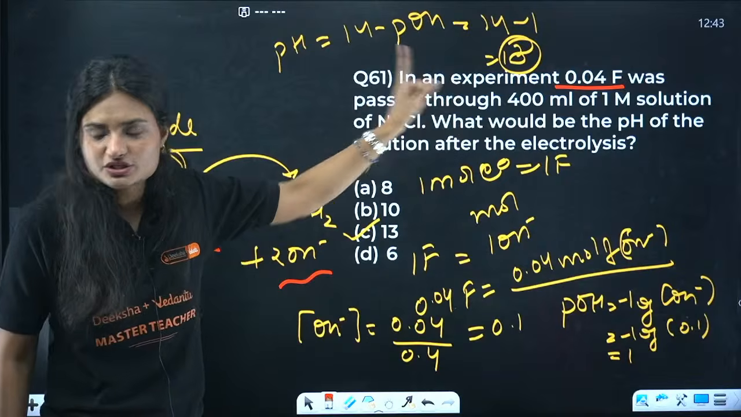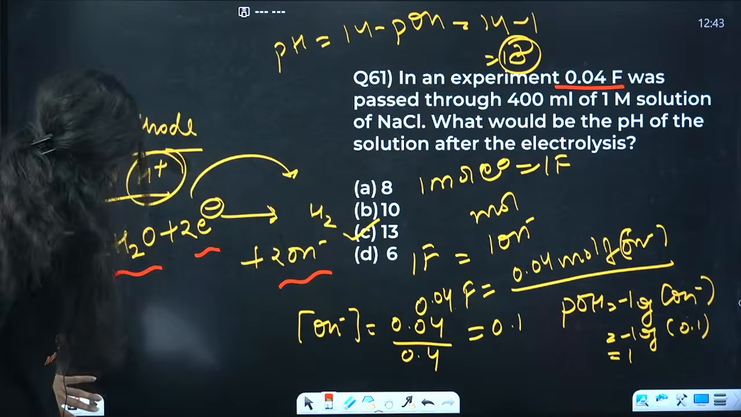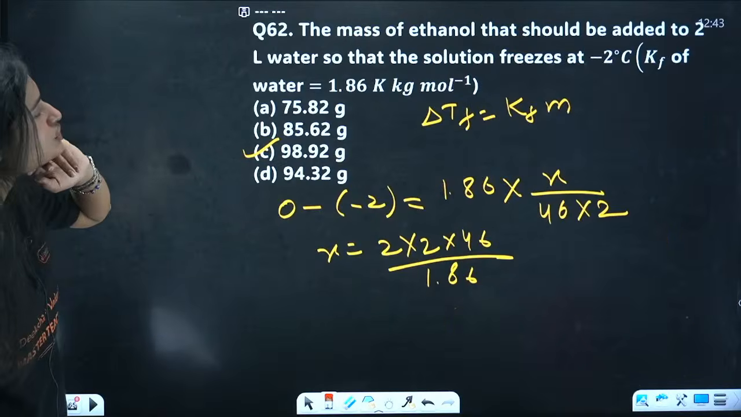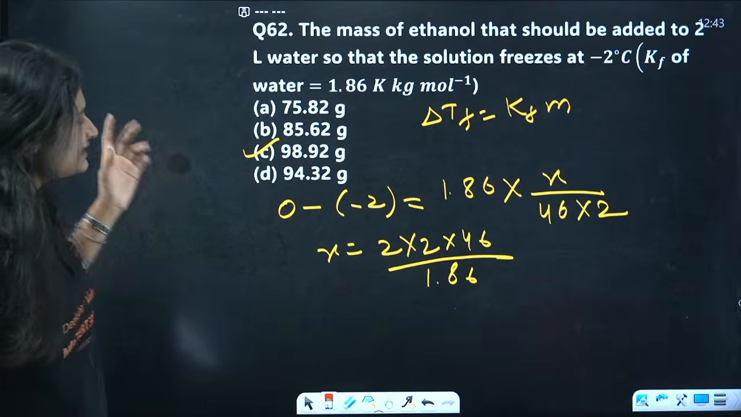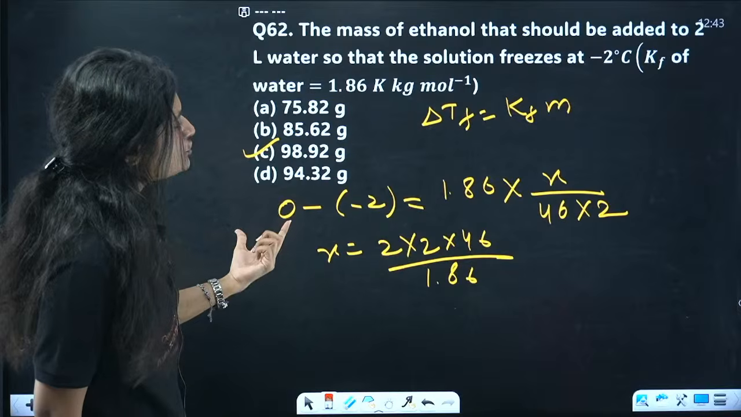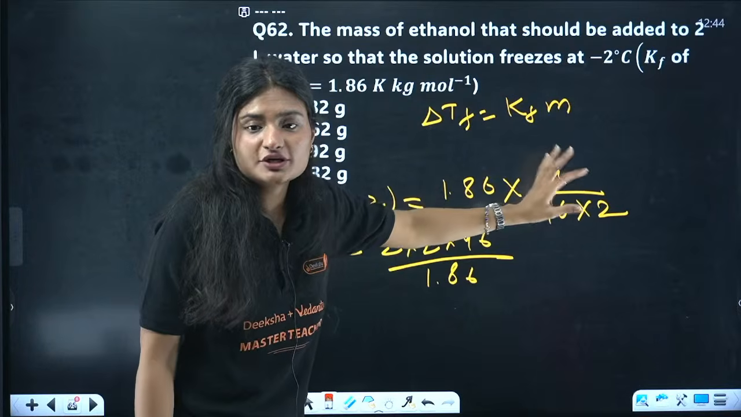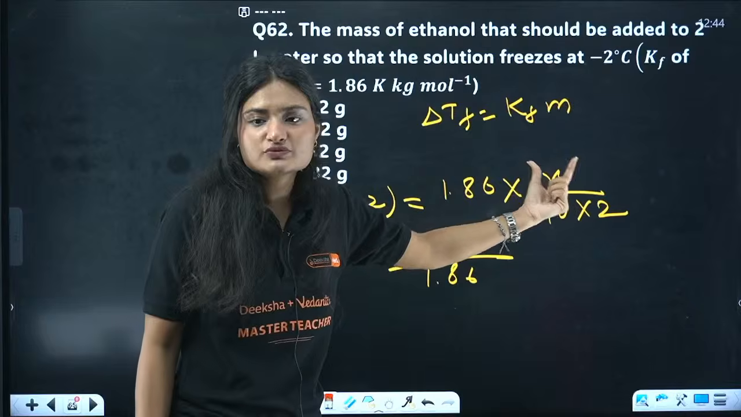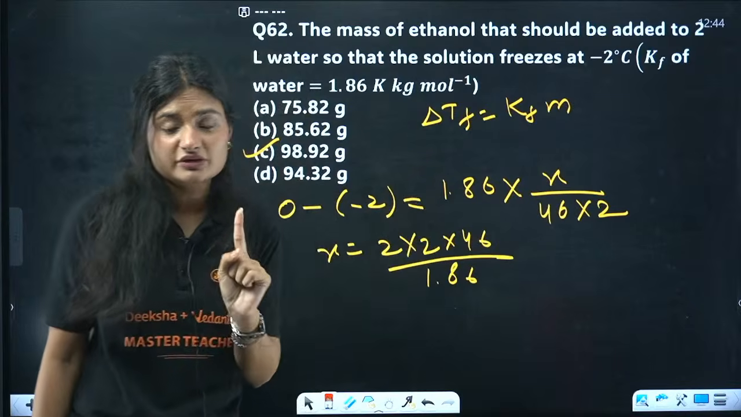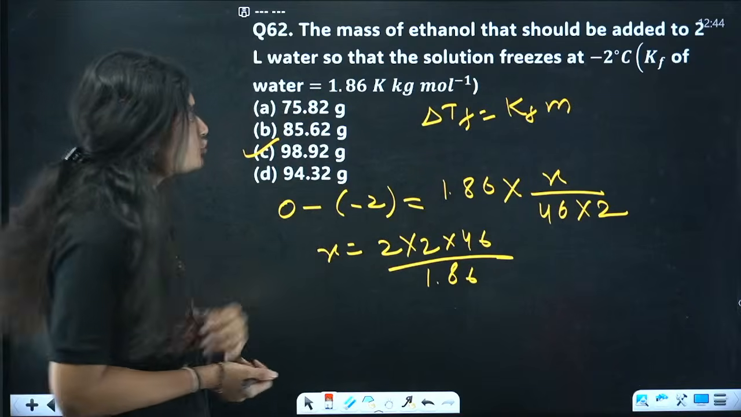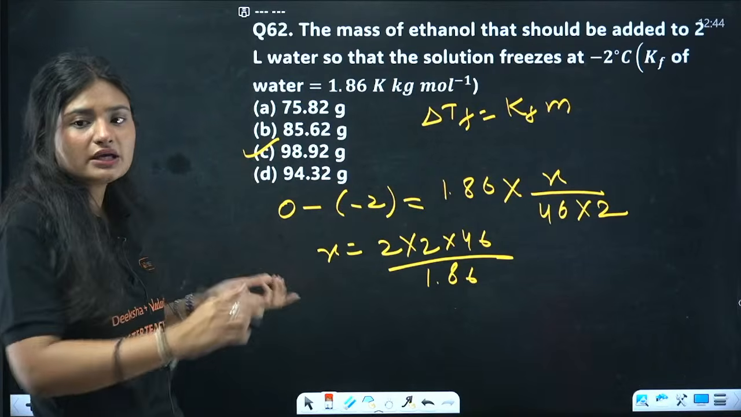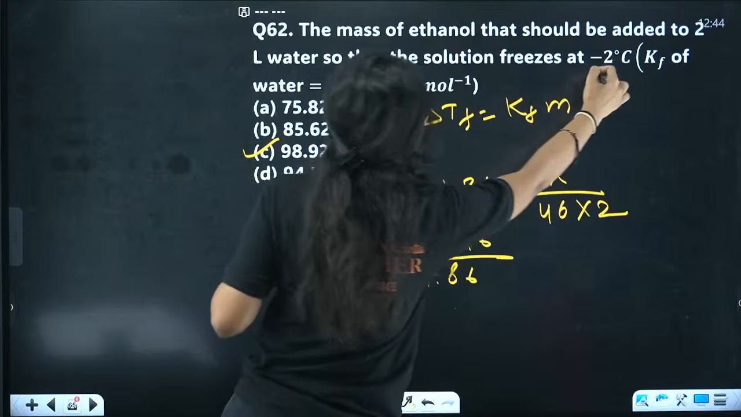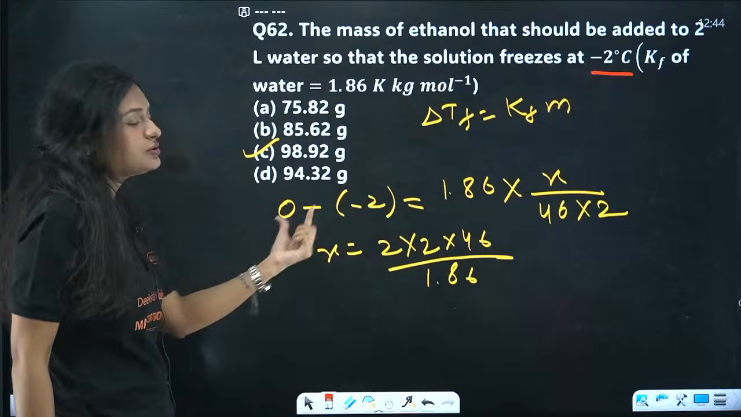Next one: the mass of ethanol that should be added to 2 liters of water so that the solution freezes at -2. Again, how much is the amount we should add? You calculate using molality. Molality is the number of moles of solute present in 1 kilogram of solvent. 2 liters of water, we can just take 2 kilograms. The new freezing point of the solution is -2, so initially it was 0 minus -2.